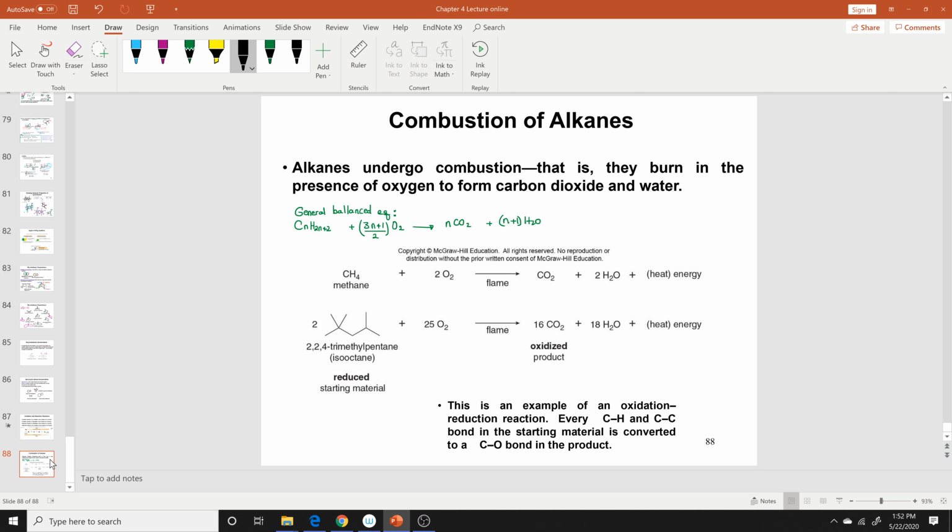n is the number of carbons. So if I give you a structure, you have to convert it into a molecular formula to figure out what this n is, to plug it in so that you can apply this general formula and write down the balancing of the equation. Sometimes balancing the equation really takes time, so it's better for you to know the general balanced equation. When alkanes burn in presence of oxygen, they produce carbon dioxide and water, and of course they release energy. This is an exothermic reaction.